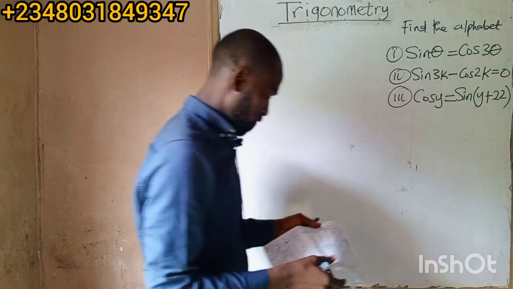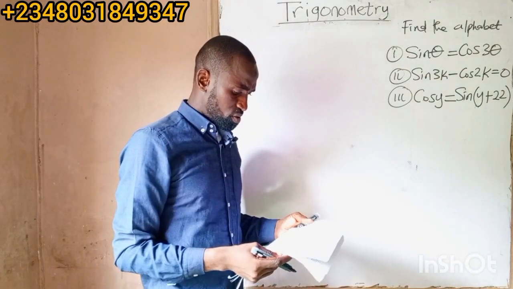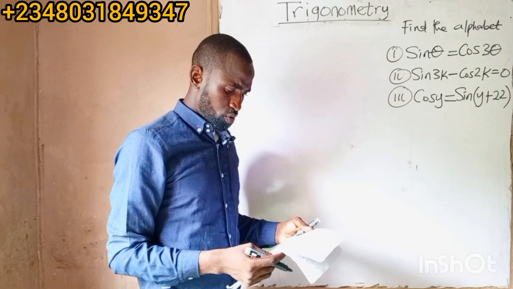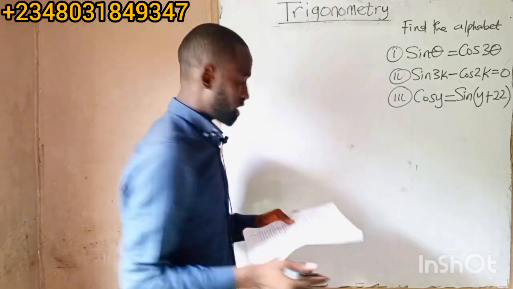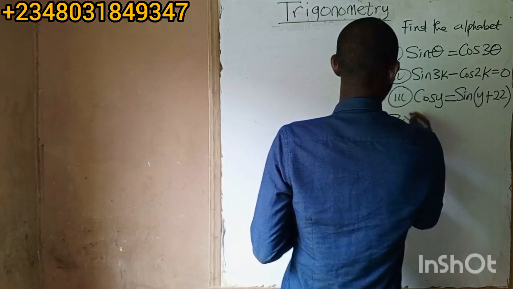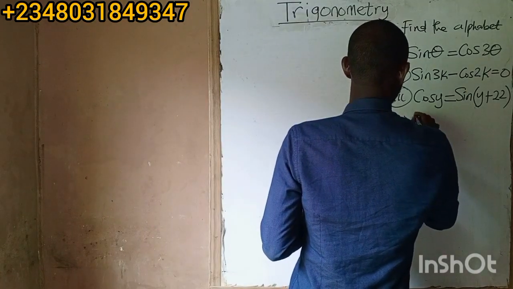So how do we solve this? We now have one question under JAMB. Look at the way they ask us. This is 1980, Question 47.